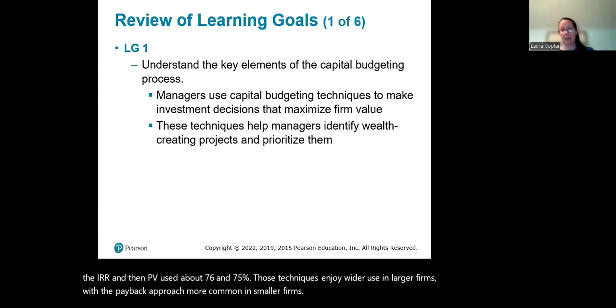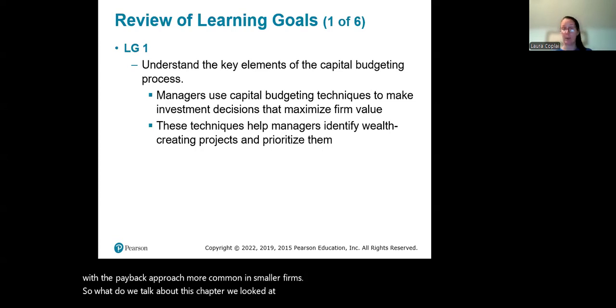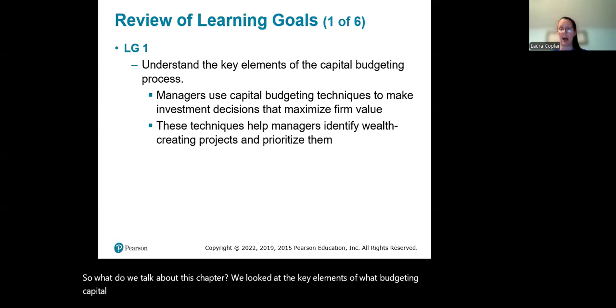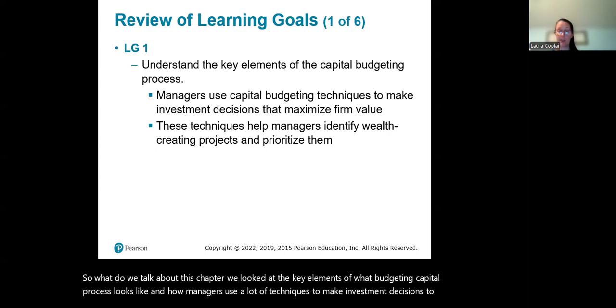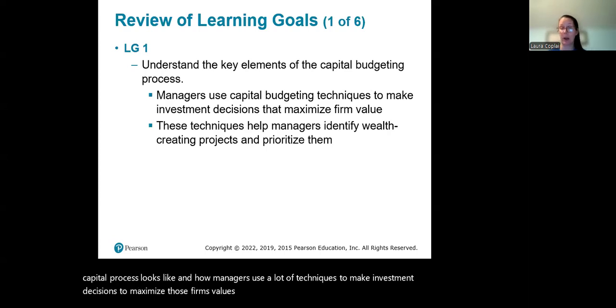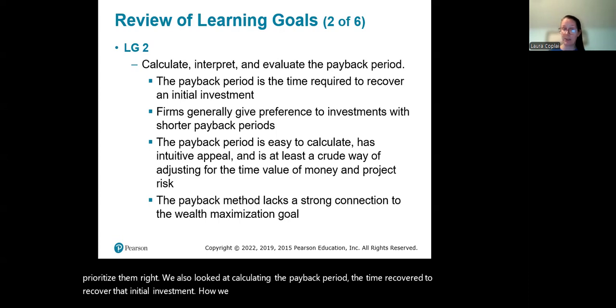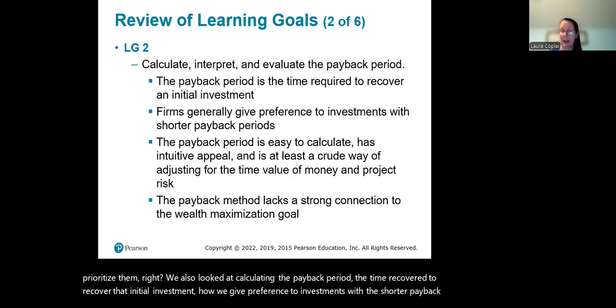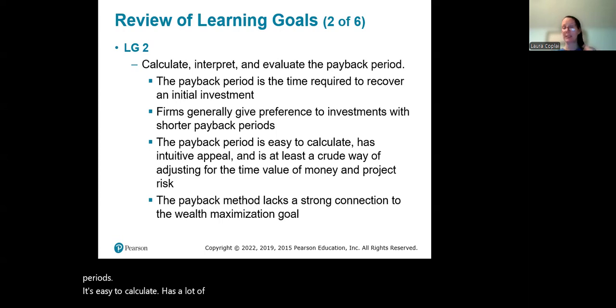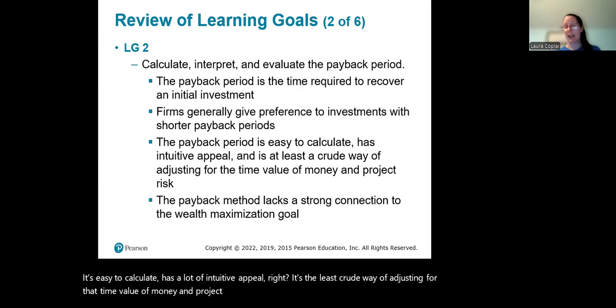So what did we talk about this chapter? We looked at the key elements of what the capital budgeting process looks like and how managers use a lot of techniques to make investment decisions to maximize those firms' values. Identify those wealth creating projects, and we want to prioritize them, right? We also looked at calculating the payback period, the time to recover that initial investment, how we give preference to investments with those shorter payback periods. It's easy to calculate, has a lot of intuitive appeal, right? It's the crudest way of adjusting for that time value of money and project risks, but it lacks that connection to that wealth maximization goal that we want.